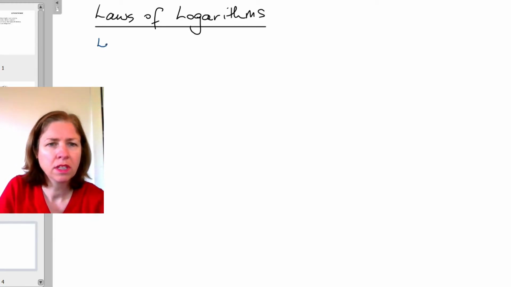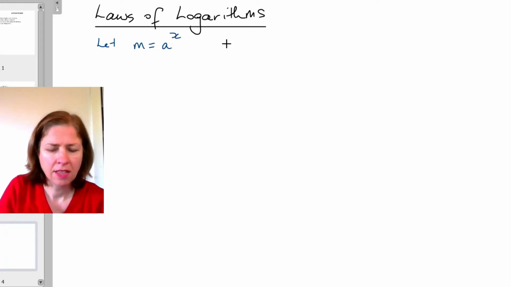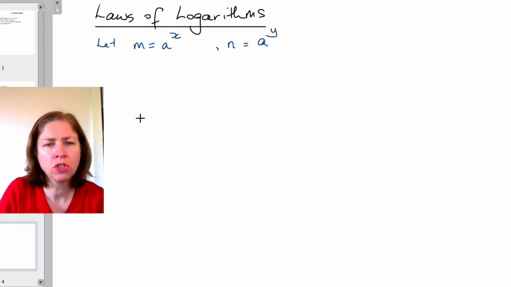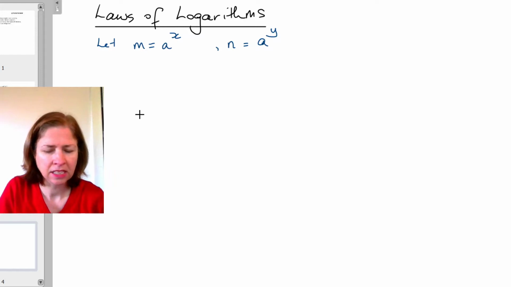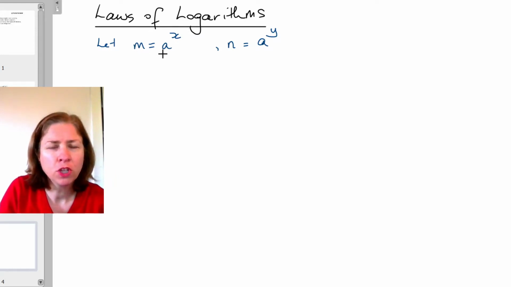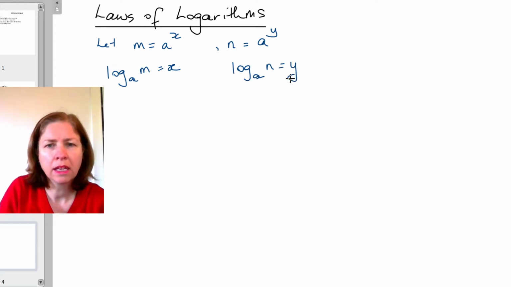So we'll start with, let m equal a to the x, and then we're going to let n equal a to the y. And this is what I'm going to use to show you where my laws of logs come from. And they are very closely connected to the index laws. Now, if I rewrite this first expression in logarithmic form, remember that a is still my base, but now the power becomes my answer. So this is log base a of m equals x. And over here, this one will be log base a of n equals y.